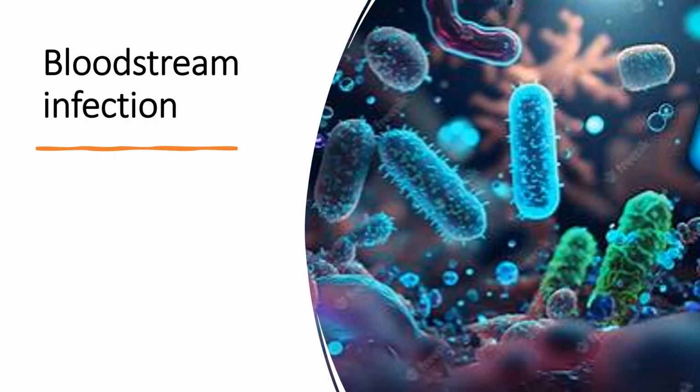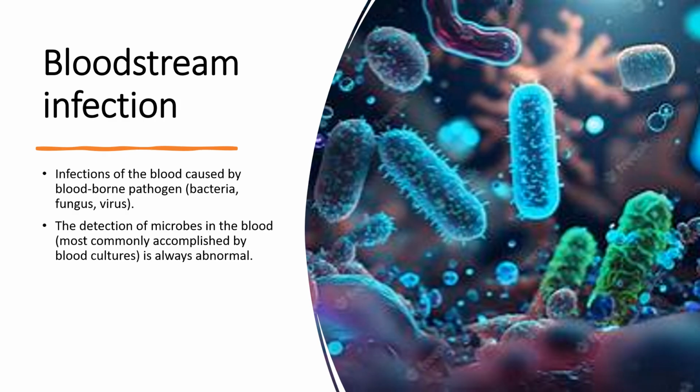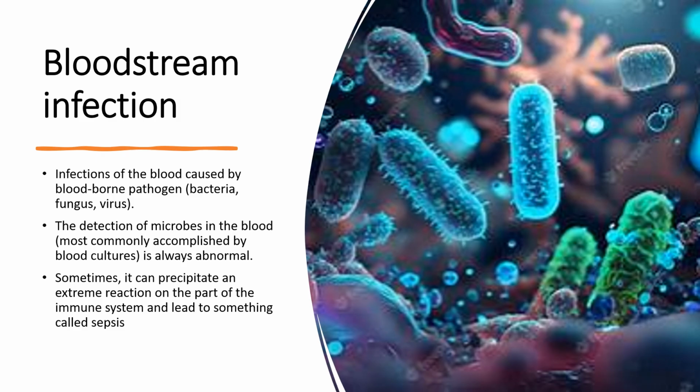First, what is a bloodstream infection? So, as the name implies, it is an infection of the blood caused by a blood-borne pathogen, which can be a bacteria, a fungus, or a virus. You should not have any of these within the bloodstream. So if you detect their presence, it is always abnormal. And sometimes it can precipitate an extreme reaction on the part of the immune system and lead to something called sepsis.